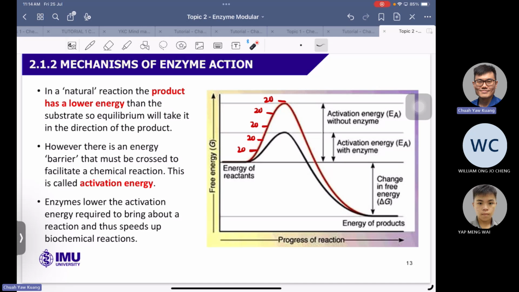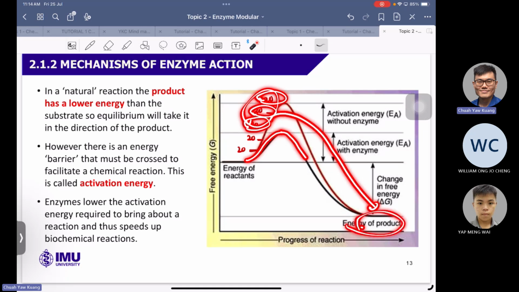So what the enzyme will do is lower down the activation energy to here. When they lower down the activation energy to here, how many percent of the reactant can become the product then? It will be 60%. With the enzyme lowering the activation energy to here, this 20%, this 20%, this 20%, a total of 60% of the molecules can now pass the energy barrier and form the product. So they increase the number of products over time, which increases the rate of reaction.